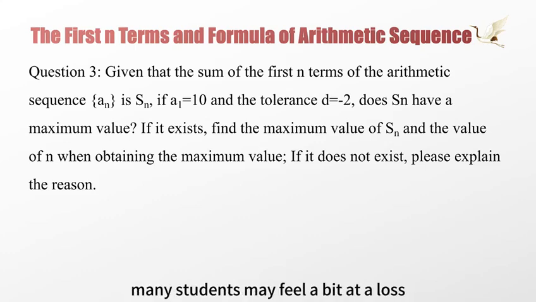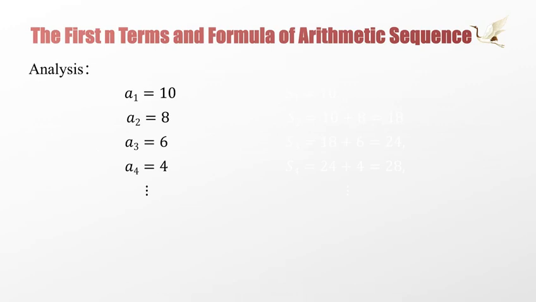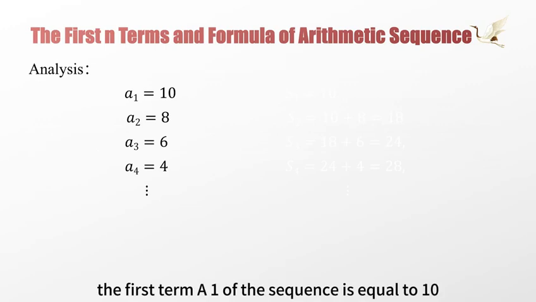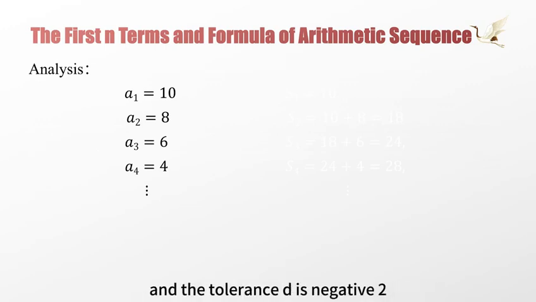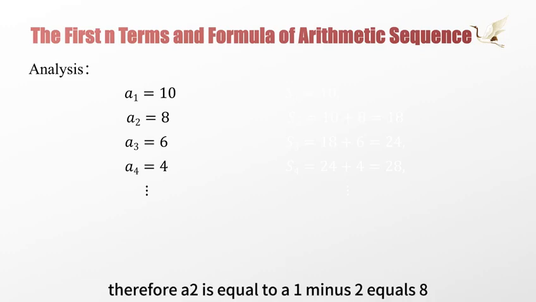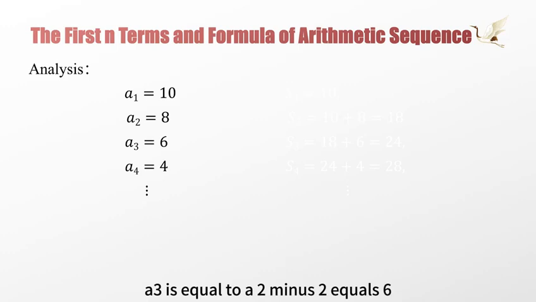Many students may feel a bit at a loss when they see this question, so let's write down the sequence to make the problem more intuitive. The first term a1 of the sequence is equal to 10, and the common difference d is -2. Therefore, a2 is equal to a1 minus 2 equals 8, a3 is equal to a2 minus 2 equals 6, a4 is equal to a3 minus 2 equals 4, and so on.